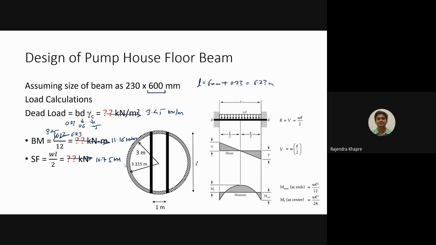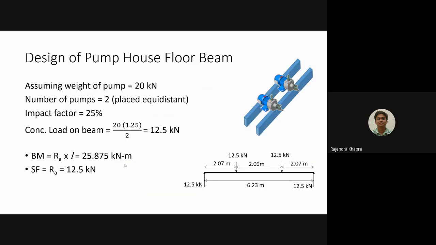Okay, now since the beam is supporting some portion of the slab, because if you see the slab, it is D kind of a shape. So some portion is resting on the beam and some portion is resting on the jackwell itself. Okay, so we will see that one also, but before that let us go for the pump.